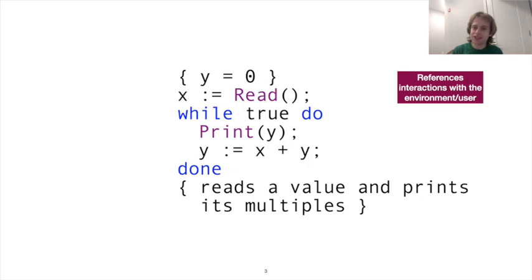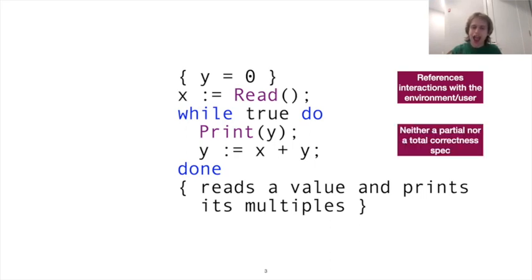First, it references interactions with the environment, in this case the user, but more generally the environment. These reads and prints, it's not clear how to deal with them in the postcondition. Second, it is neither a partial nor a total correctness specification.